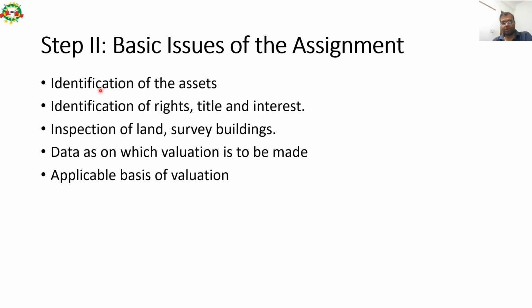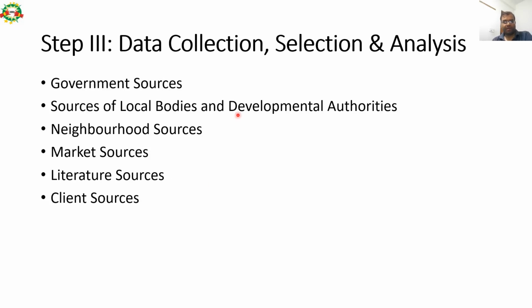Step 2, which is basic issue and assignment, includes identification of the asset, then identification of rights, title, interest, then inspection of land, site visit, survey of the building, date as on which valuation is to be made, to be calculated by the valuer, and then the applicable basis of valuation is to be decided by the valuer. Then data collection, selection, analysis could be done from government sources, local bodies, development authorities, neighborhood sources, market sources, any literature sources, client sources, and all these sources should be disclosed in the report.